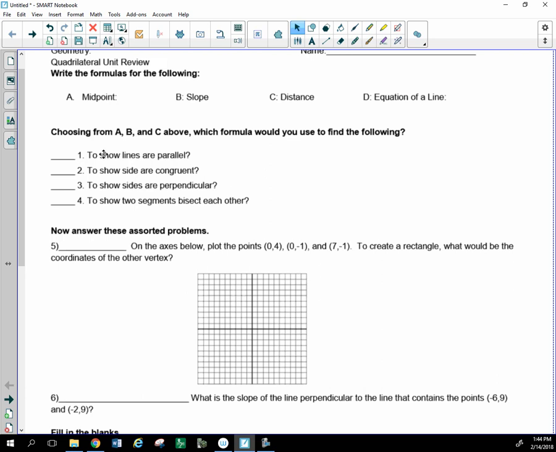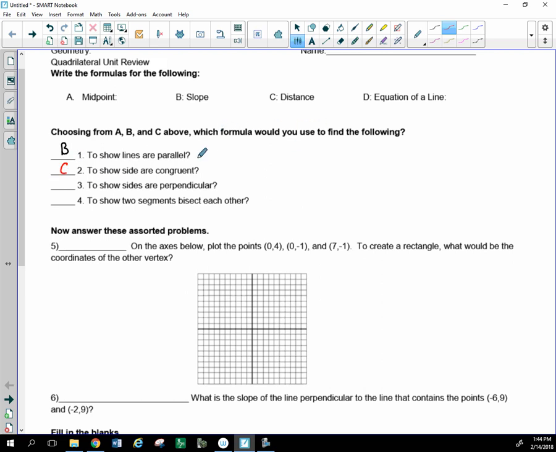The first question is to use the following A, B, C, or D to answer the questions. They're asking us basically how we would prove things. To start with this one, if we want to show lines are parallel, we use slope. If we want to show sides are congruent, we're going to use the distance formula.